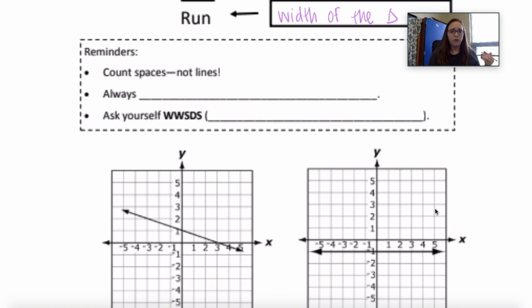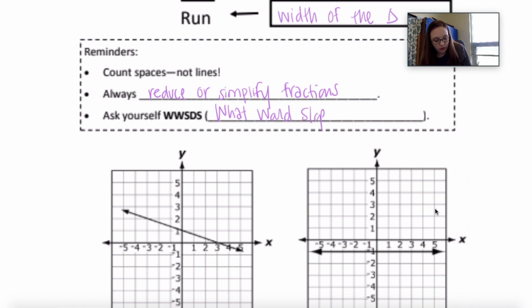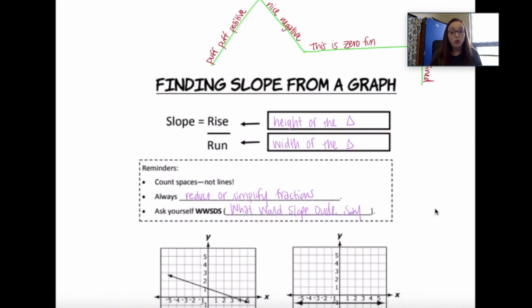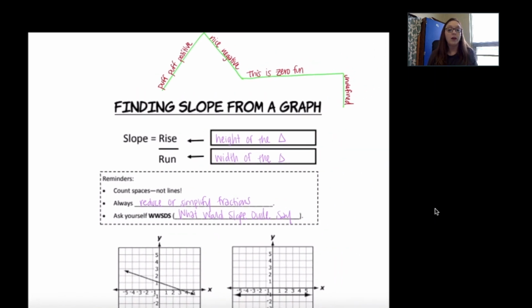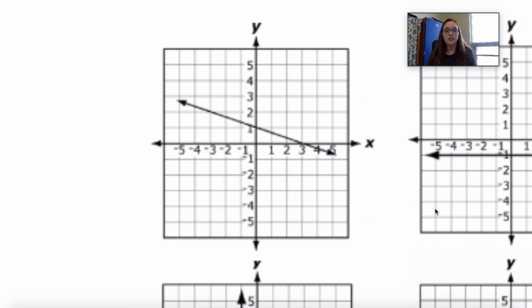Okay, so a few things. When we are finding the slope, we're going to count spaces instead of lines, and we're always going to reduce or simplify our fractions. And then we want to ask ourselves WWSDS, or in other words, what would Slope Dude say? So remember, what would Slope Dude say? Is it a positive slope, a negative slope, zero slope, or would it be undefined? So let's do this first example.